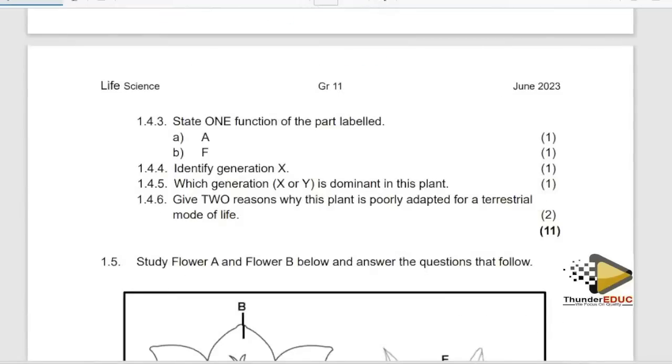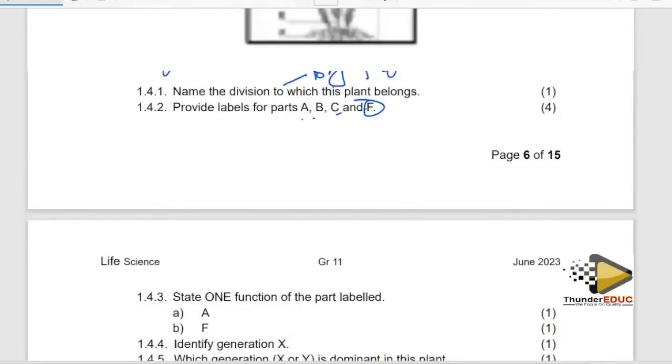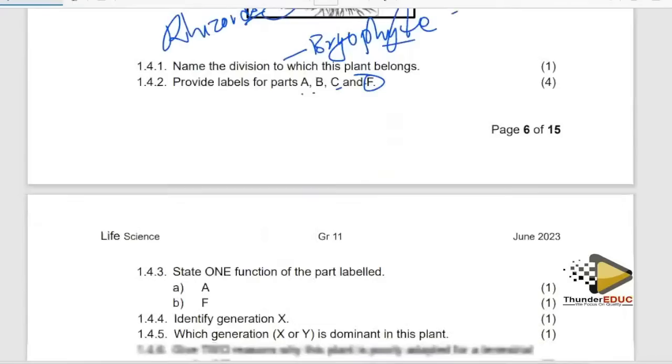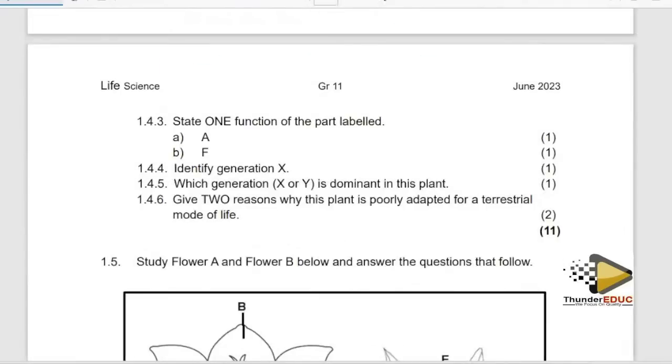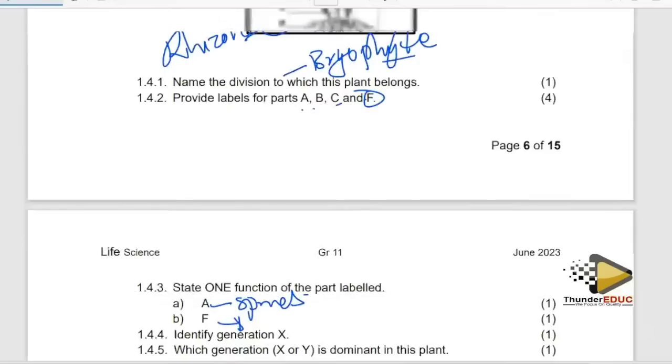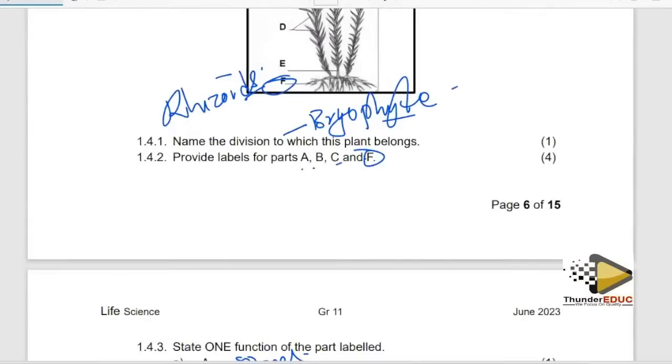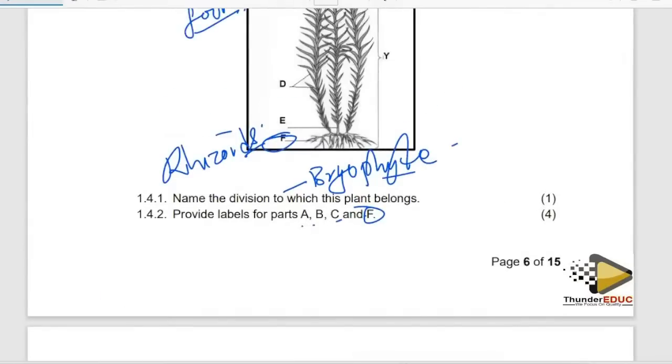Then they're saying state one function of the part labeled A. When you go back to label A, you find out that they're talking about the capsule. Inside the capsule you have spores, so it is responsible for the production of spores. And then F is the rhizoids. They're used for attachment or anchorage, to anchor.